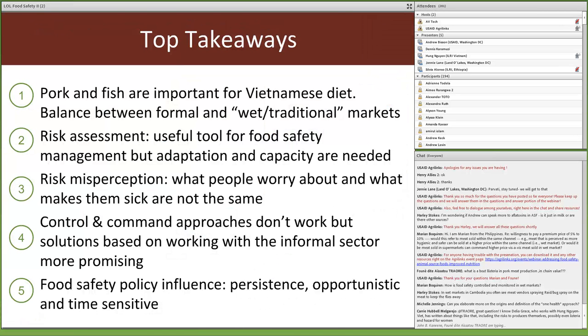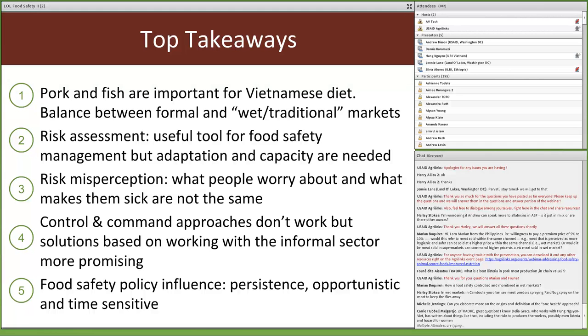Let me conclude by bringing a few key takeaway messages. From our experience, we can see that pork and fish are important for the Vietnamese diet. So the question is how to balance the formal and informal markets to really control the safety of fish and pork in Vietnam. We can also see that risk assessment is quite a useful tool for food safety management in Vietnam, but we really need to adapt it to the local context and build the capacity needed to conduct it.